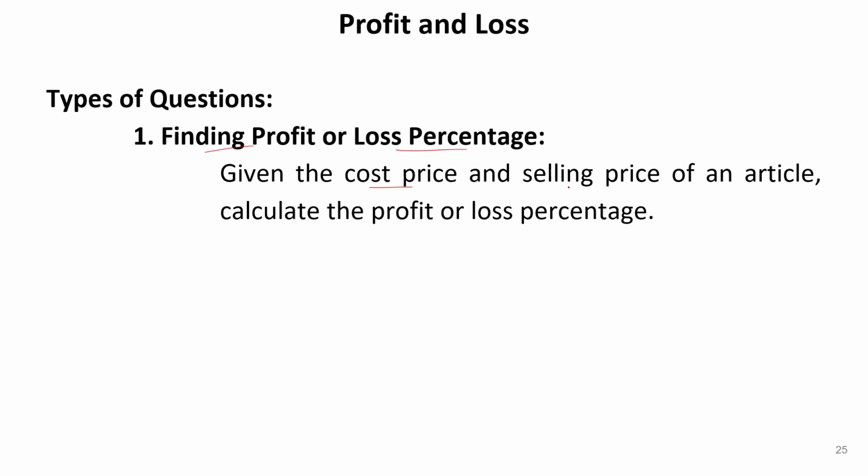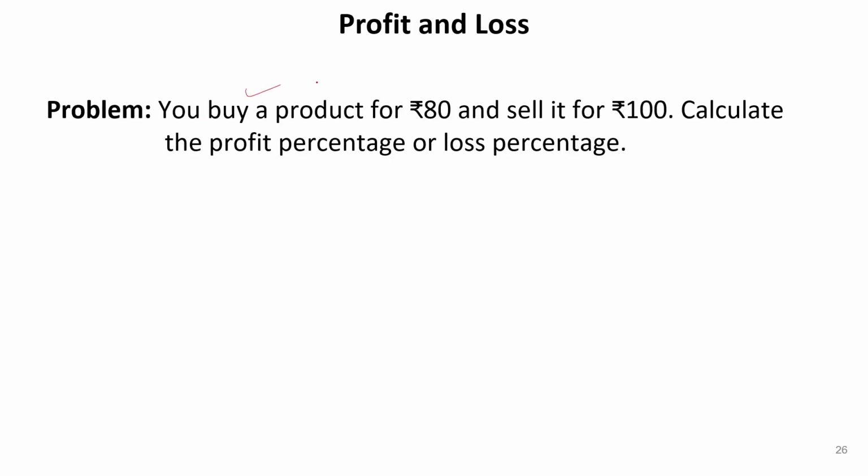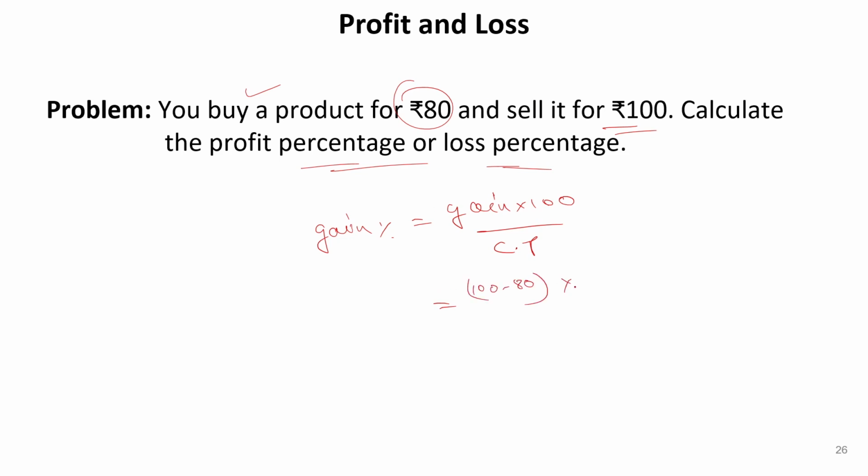So given the cost price and selling price of an article, calculate the profit or loss percentage. Okay, so if you buy a product for 80 rupees and sell it for 100 rupees, then calculate the profit percentage or loss percentage. So gain percentage is equal to gain into 100 by CP, right? So this will be equal to what? So the gain will be (100 - 80) into 100, right? Whole by CP. So the cost price will be what? 80. So this is equal to 20 by 80 into 100. So this is 1 by 4, equal to 25%, right? So the gain percentage or profit percentage is 25%.